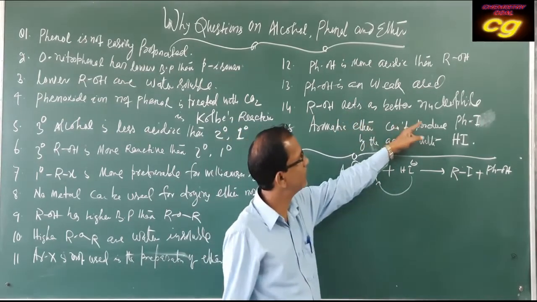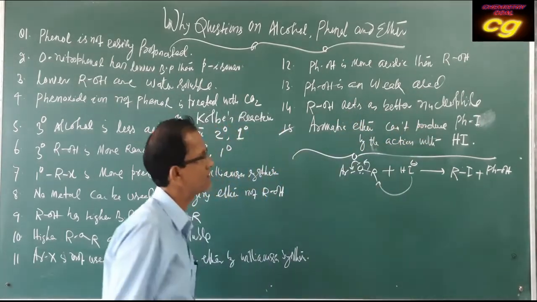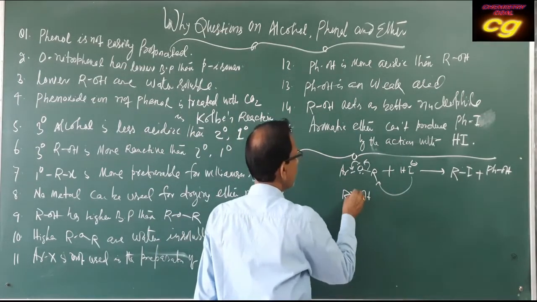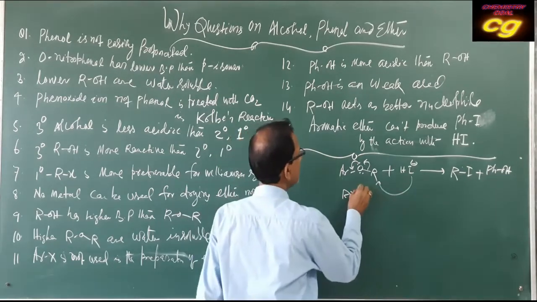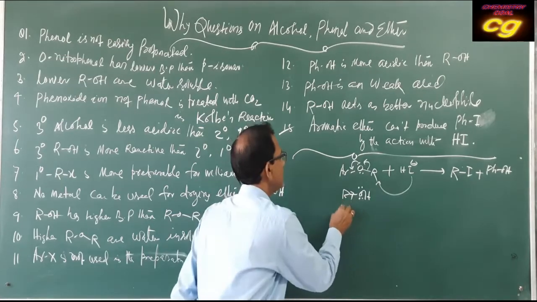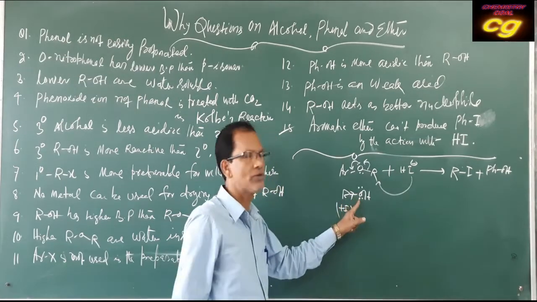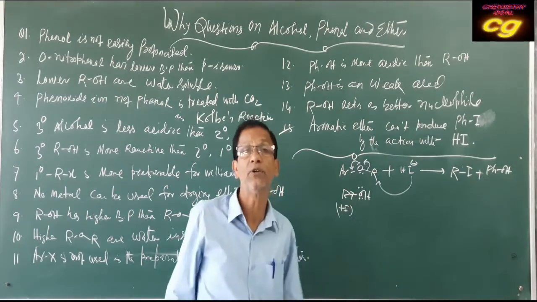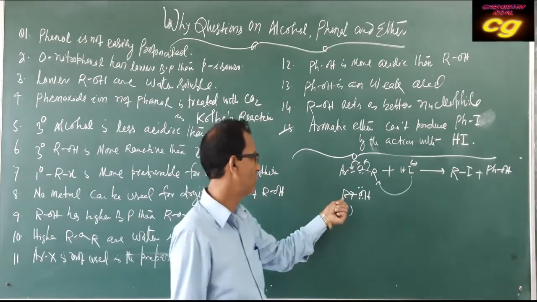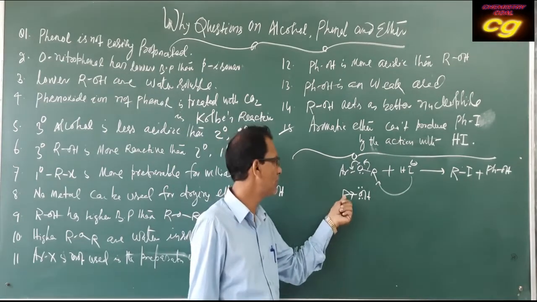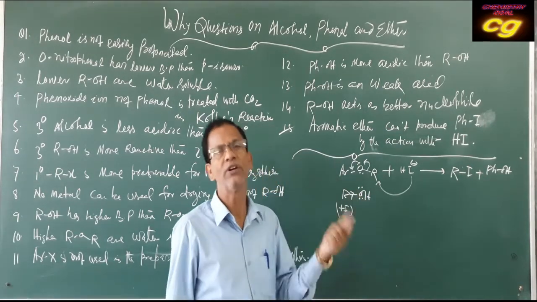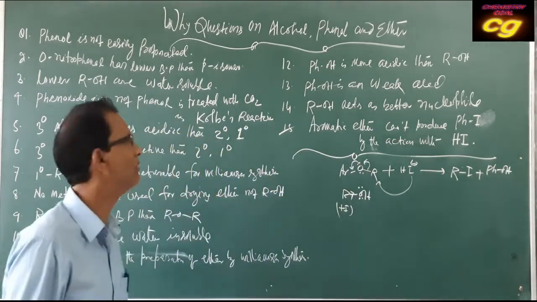Then question number 14. ROH acts as a better nucleophile. Why? Because in ROH, due to the plus I effect of R, the electron density of oxygen is more. That's why it acts as a better nucleophile. I am repeating again: due to the plus I effect of R, electron density of oxygen is more. You have to draw the structure. Then oxygen has more electron density. That's why it acts as a better nucleophile.